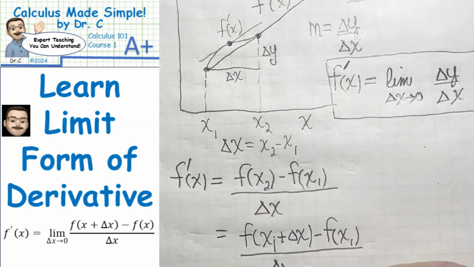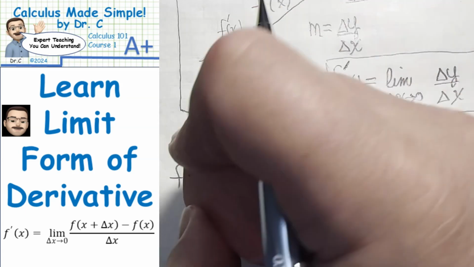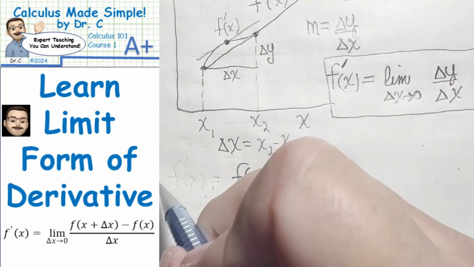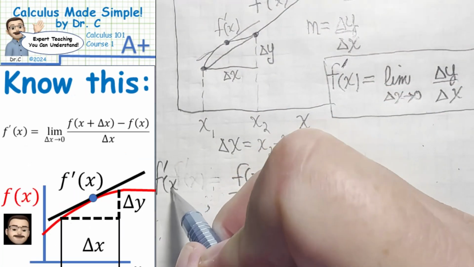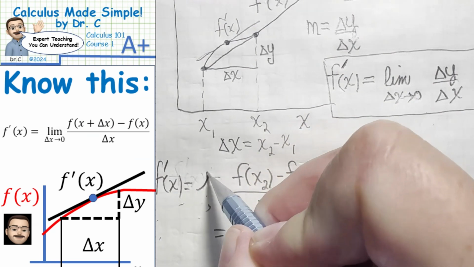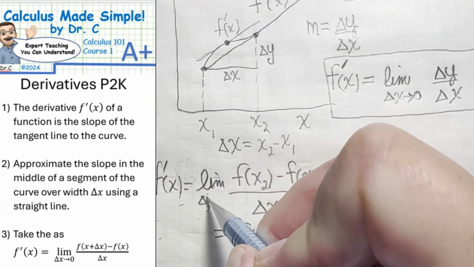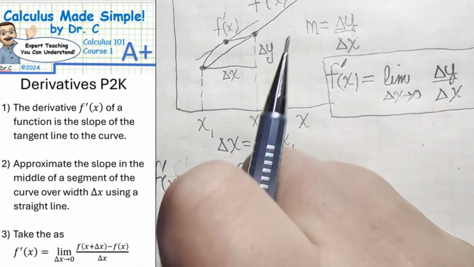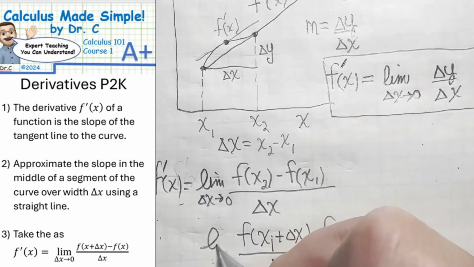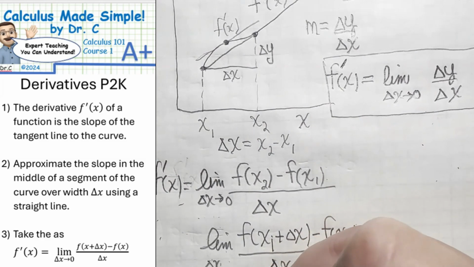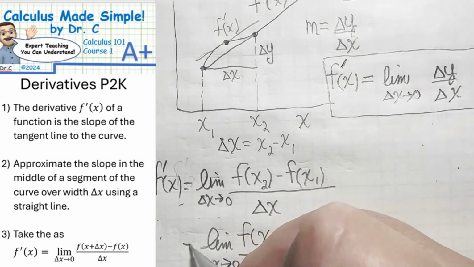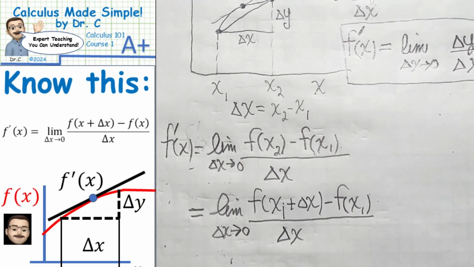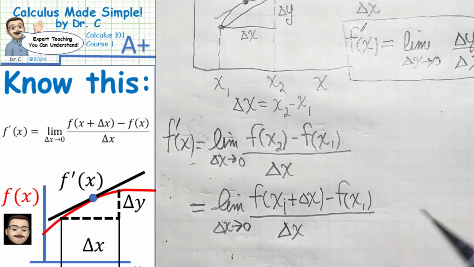divided by delta x. Oh, and don't forget, I drew it here, but you got to take the limit as delta x approaches 0. You have to have that in there. That's why we've been studying limits. And it's all cool and everything, but really you got to get to this point.